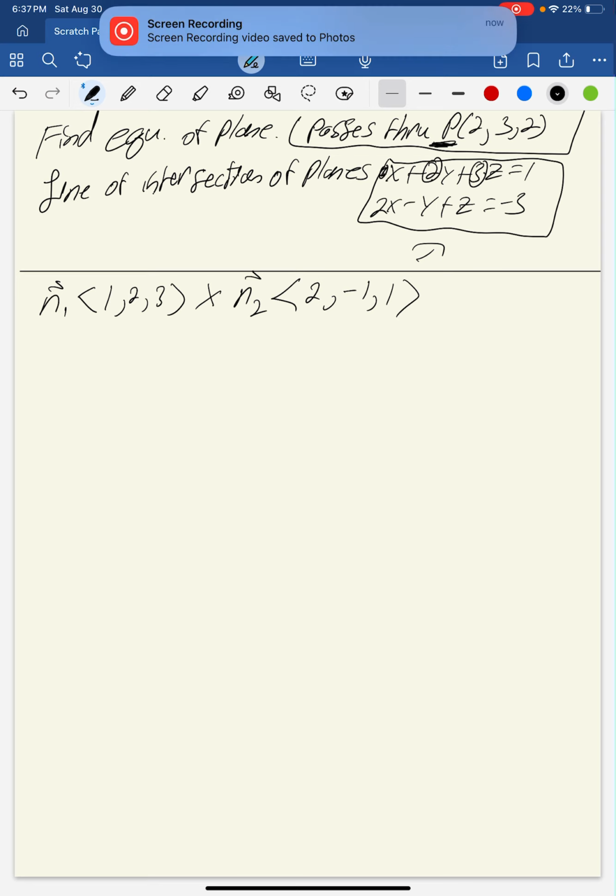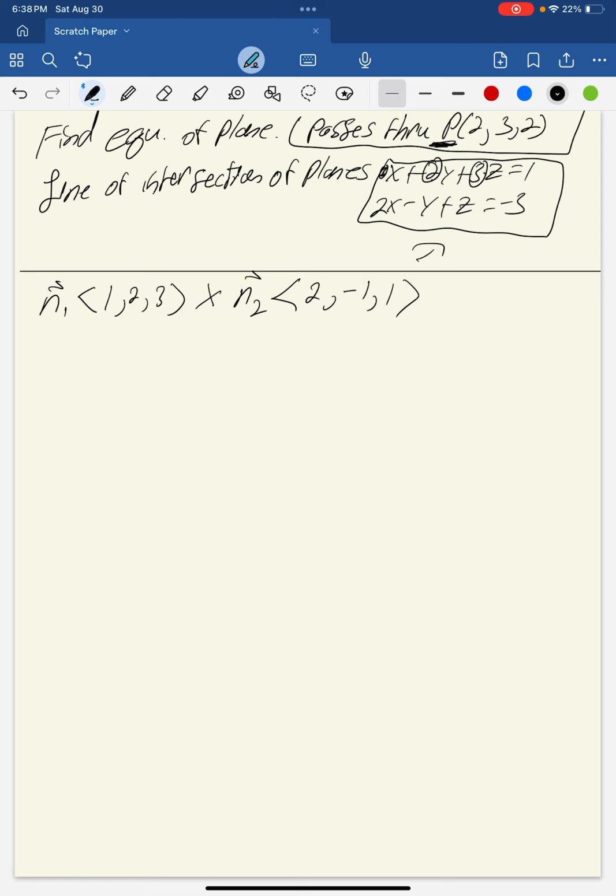The normal vector of any plane is just found by the coefficients attached to each variable. So for the first one, it is going to be the coefficients 1, 2, and 3. And then for the second one, it is going to be 2, -1, and then 1. And then to find the cross product, it's fairly simple.